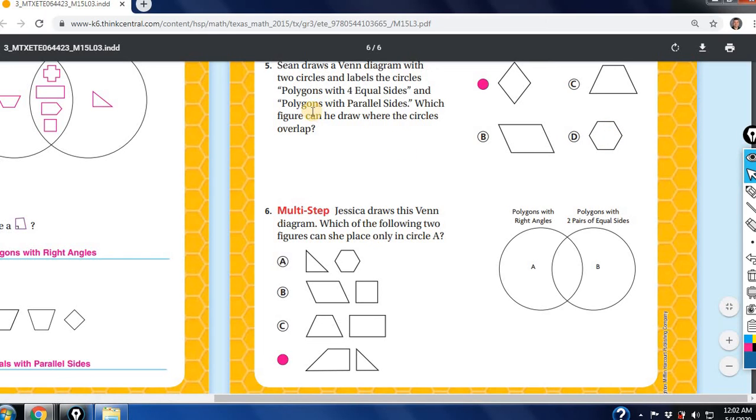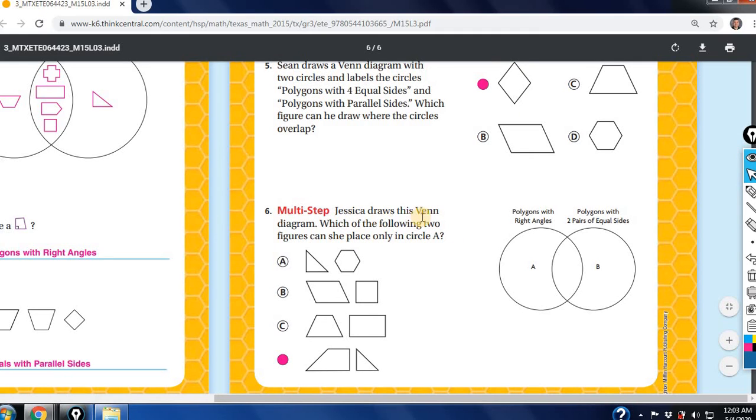And polygons with parallel sides. Equal sides, and parallel sides too. These 2 do not have 4 sides that are equal size. So the only one that could go in the middle is this one because it's a polygon with 4 equal sides, and it's also a polygon with parallel sides.